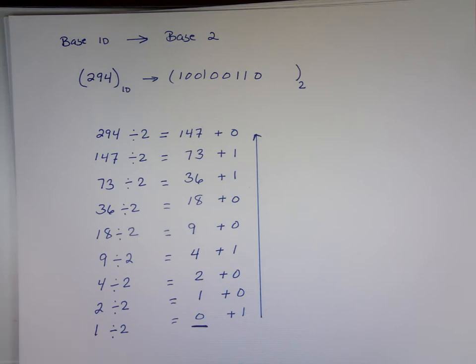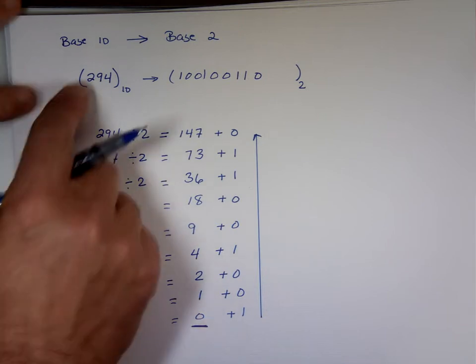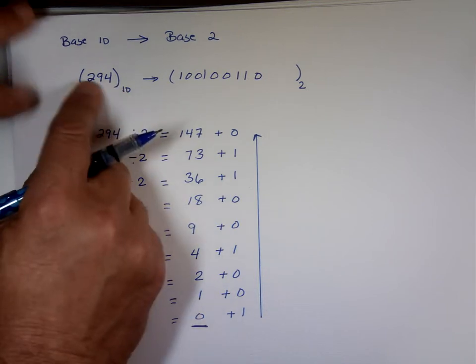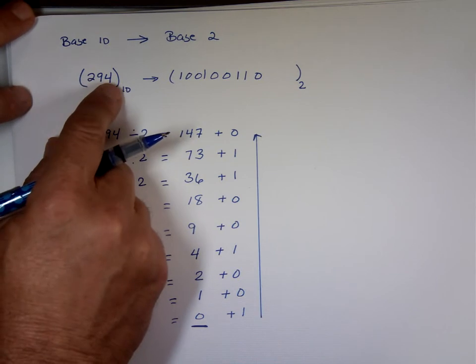Did we do it right? Can we test it? How do we go from base 2 to base 10? Well, just like when you write a number, I'll wait till you finish writing. When you write 294, remember in math, each one of these digits has a weight.